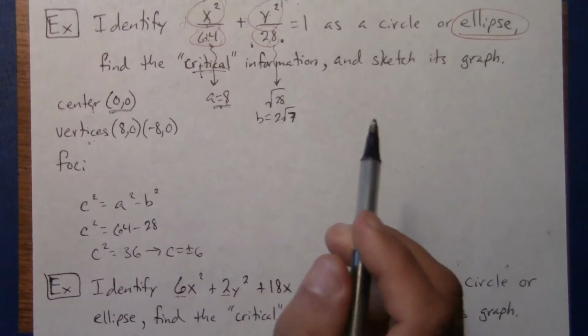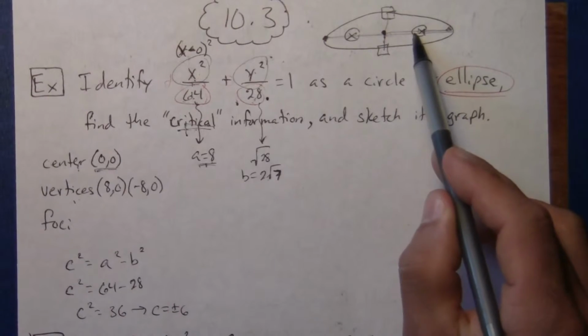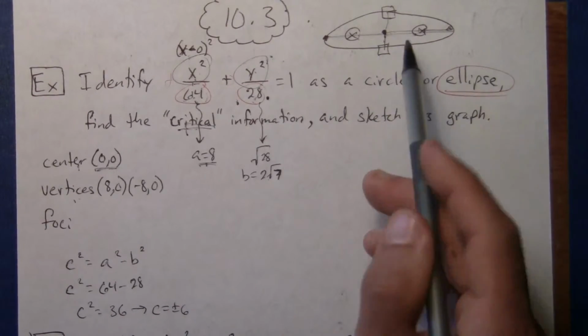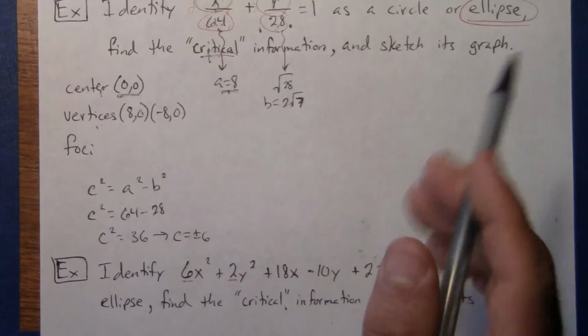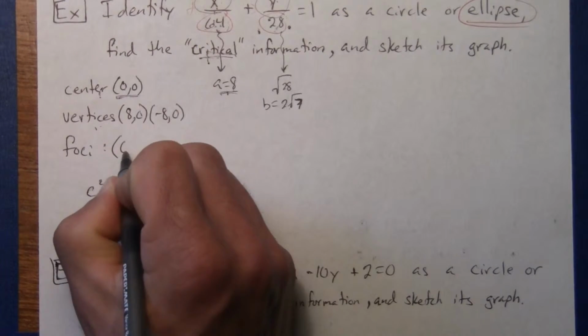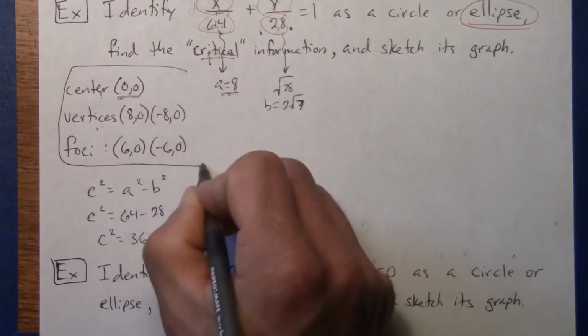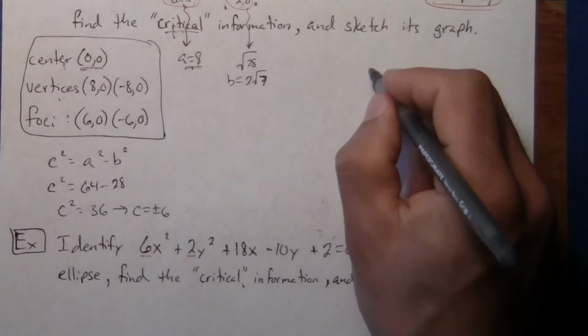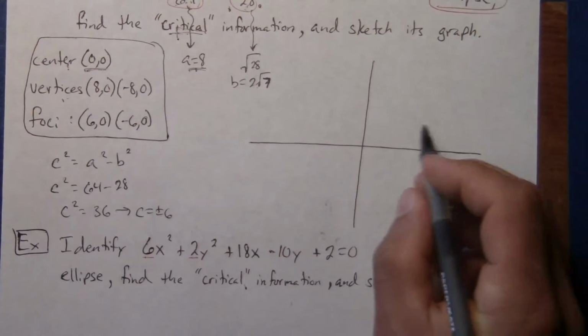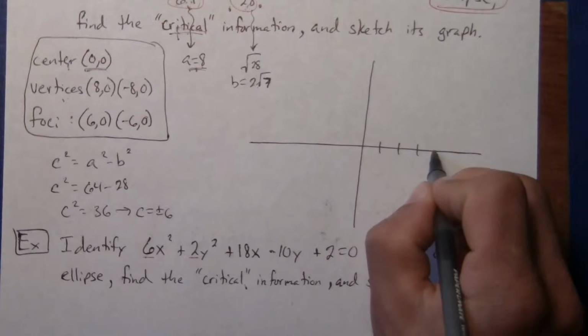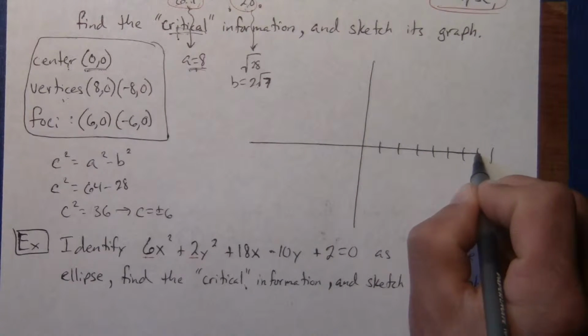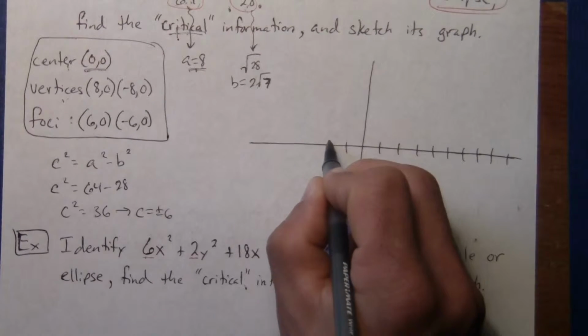So from the center again, you are going to add 6 to the x value and subtract it from the x value because the bigger number is under x. So my foci would be (6, 0) and (-6, 0). There's all of my critical information. Now in terms of graphing it, if all they asked you to do was graph it, you don't even need to list off that critical information. You would end up finding it as you go through the steps to graph.